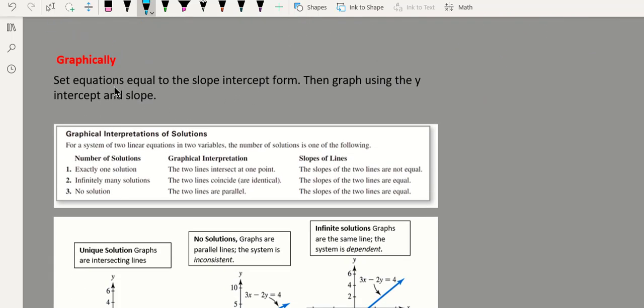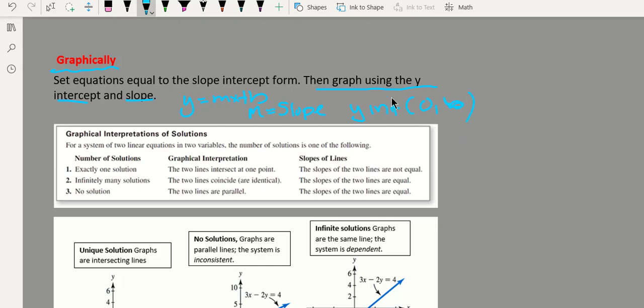Graphically, if we want to do something graphically, we set the equations equal to the slope-intercept form, right? And what's the slope-intercept form? y equals mx plus b. You then graph using the y-intercept and the slope. Again, if you recall from our last chapter, the slope is the m, right? And our y-intercept is the (0, b), right?